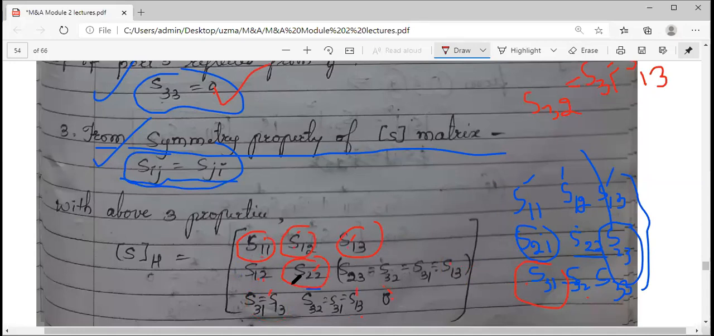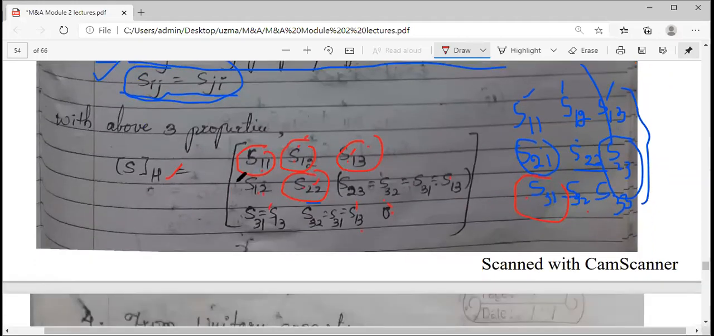So actually speaking, 9 values we have in the original matrix. Using some characteristics, we have reduced that matrix which has only 4 unknowns. So this will make your work easier. So now the only thing is we need to find these 4 parameters. Then we can write the S matrix for the H-plane T junction. Okay, so let us find these 4 unknowns.